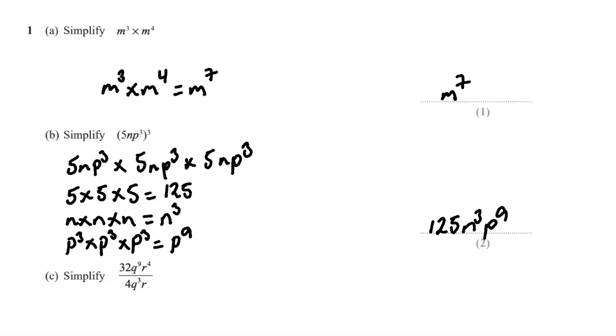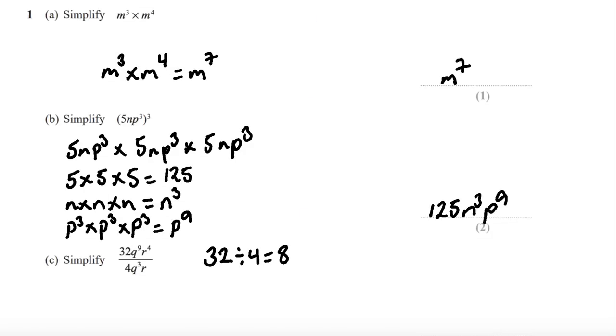1c. Simplify 32q raised to the power of 9 r raised to the power of 4 divided by 4q cubed r. It's important to remember when you're dividing and the base variables are the same, we're going to subtract the powers. So the first thing I'm going to do, I'm going to divide 32 by 4. So 32 divided by 4 equals 8.